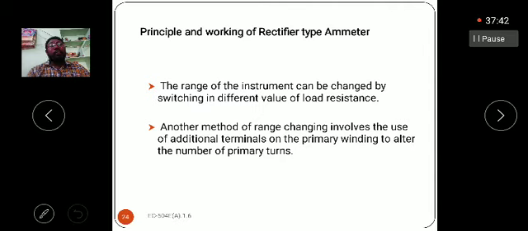That means the required measuring range of the instrument is selected with the help of the load resistance by changing it. Another method of range changing involves the use of additional terminals on the primary winding to alter the number of primary turns. That means if you want to change the measurement range, we can use another procedure: use the additional terminals on the primary winding to alter the number of primary turns.